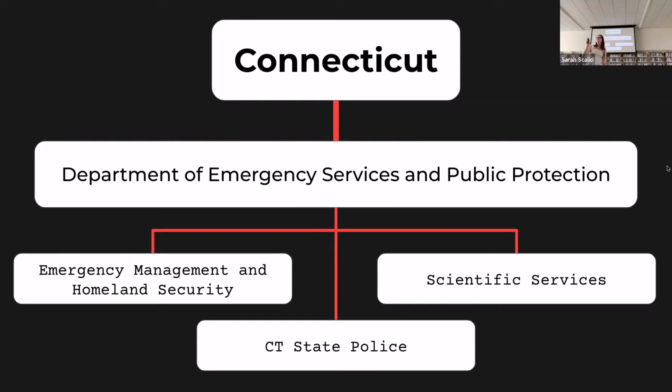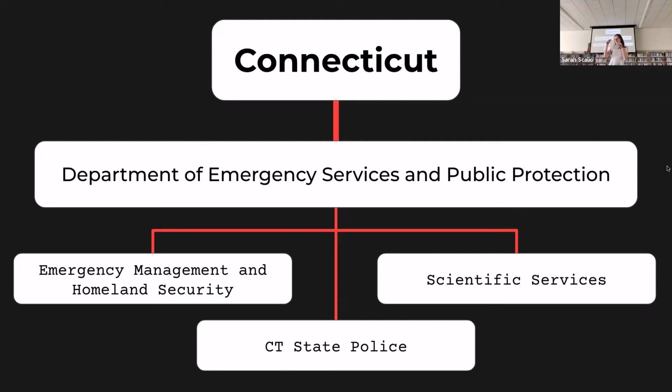So in Connecticut, we have the Department of Emergency Services and Public Protection. And a few of the things that are under that are, 1, emergency management and homeland security, which helps Connecticut citizens be prepared in case of emergency. Then we have the police, who are the people who are actually at the scene of the crime. They're the people who are collecting the evidence, and they're the people solving it to figure out who did it. Then we have scientific services, and that's where forensic scientists come in.